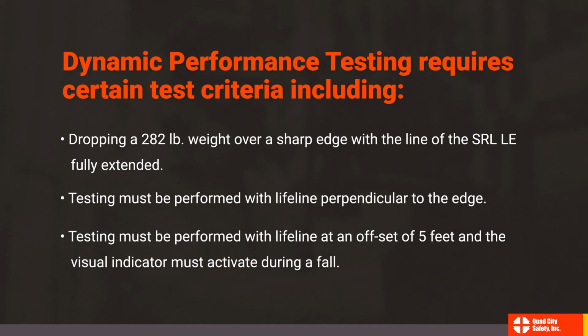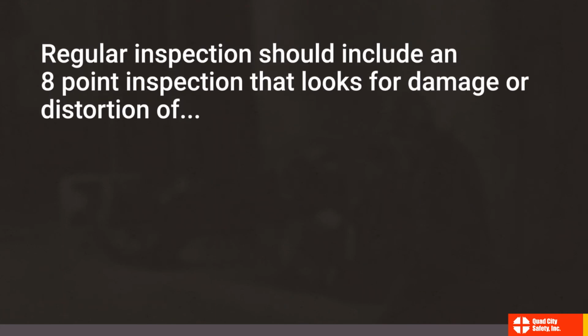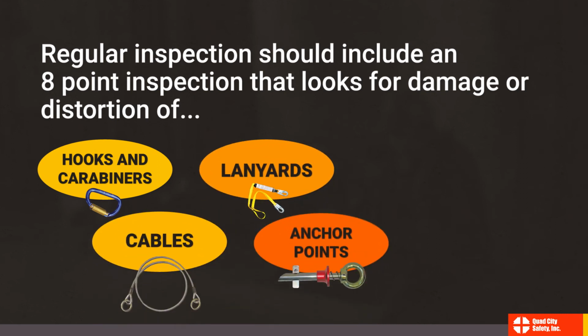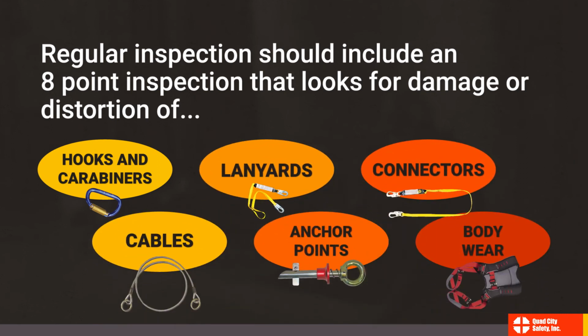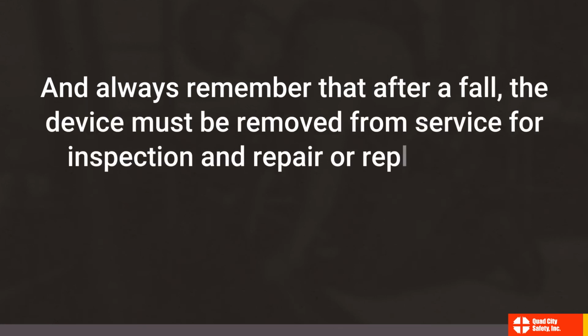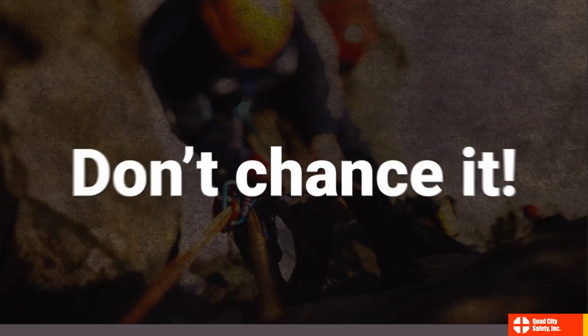After meeting testing requirements, regular inspection is mandatory. Regular inspection should include an 8-point inspection that looks for damage or distortion of hooks and carabiners, cables, lanyards, anchor points, connectors, body wear. Pay close attention to labels and stitching, and always refer to the manufacturer's instructions. Read it, know it, and always remember that after a fall, the device must be removed from service for inspection and repair or replacement. Don't chance it.